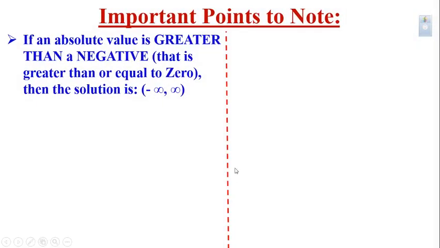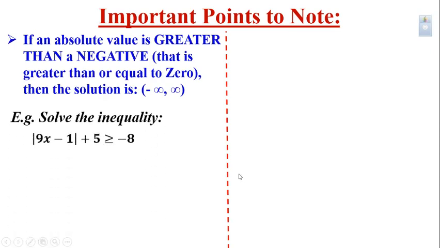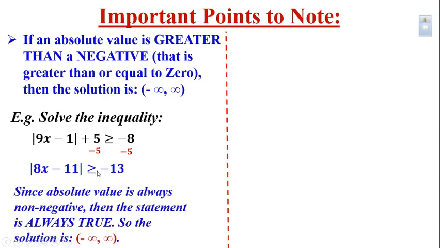Another example, what if the absolute value is greater than or equal to a negative? If your absolute value is greater than or equal to a negative, or if it's greater than or equal to 0, that means it's always true. So if I'm solving this inequality and I have absolute value of 9x minus 1 plus 5 is greater than or equal to -8, all I do is subtract 5 from both sides, and I get an absolute value that's greater than or equal to -13. But absolute values are always positive, and positives are always greater than negative numbers. So this statement is always true. Because this statement is always true, that means whatever I use for x will work. The solution then is all real numbers, which is written as -∞ to infinity.